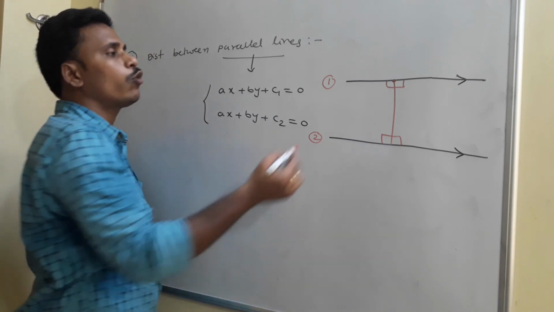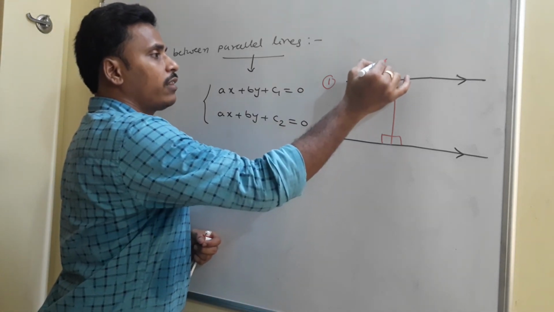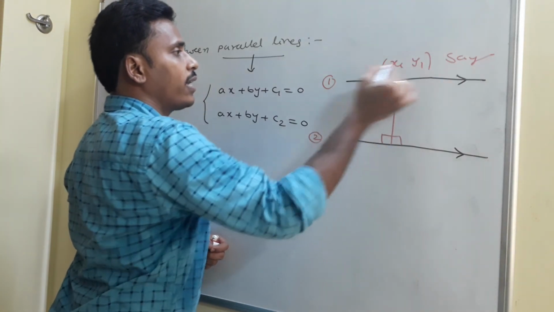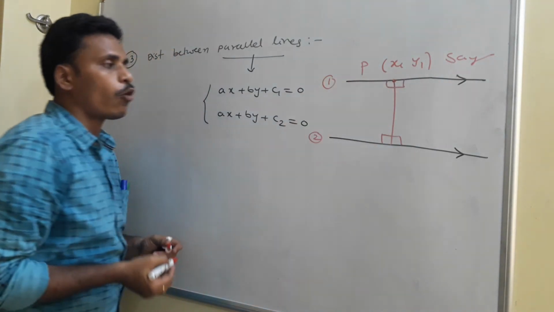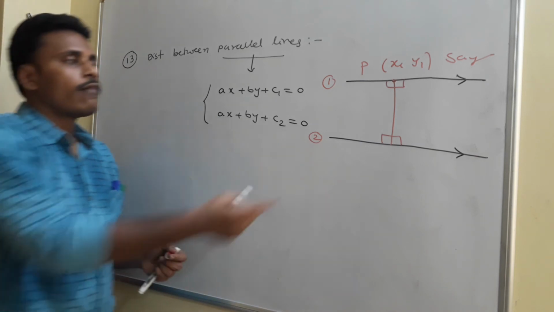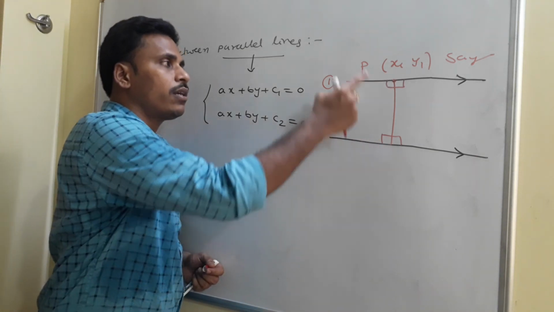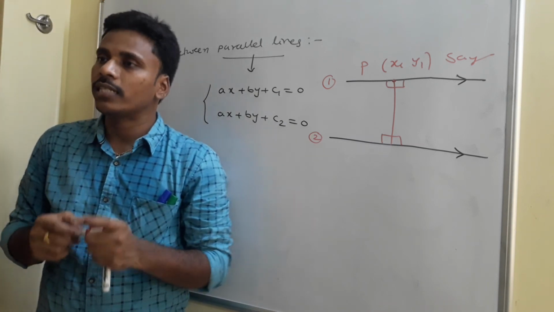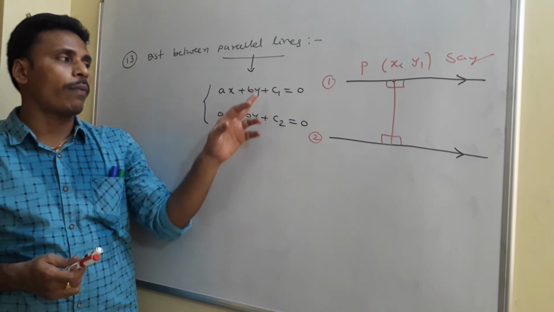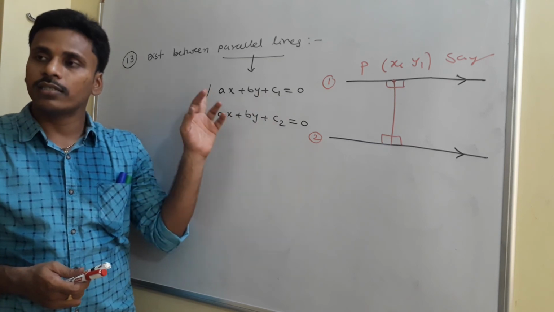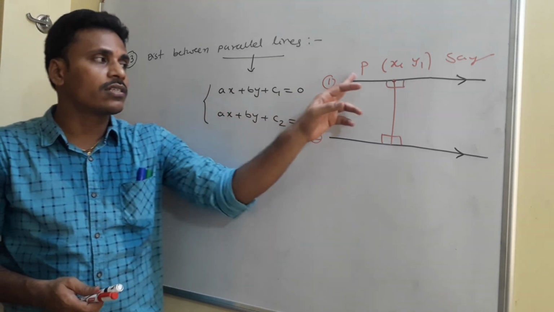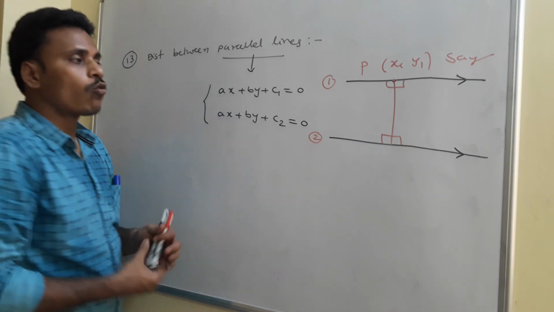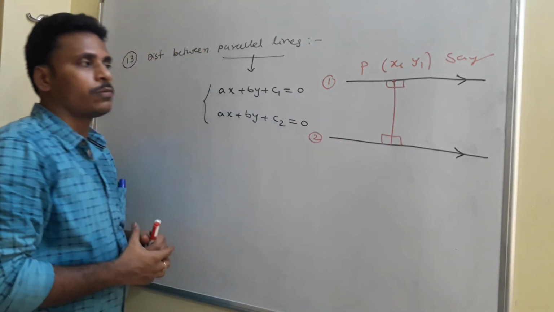First of all I am going to take a point on this first line. Let this point be x1 comma y1. You just say this point as x1 comma y1 and name this point as P. And now finding this distance is just nothing but the distance from P to the second line. Once again I am repeating. To find the distance between parallel lines, first of all we need two parallel lines. Let these two be parallel, since the coefficients of x and y are the same. Since these two are parallel, the distance between parallel lines is the same at all positions. So finding this length is just nothing but the distance between those two.